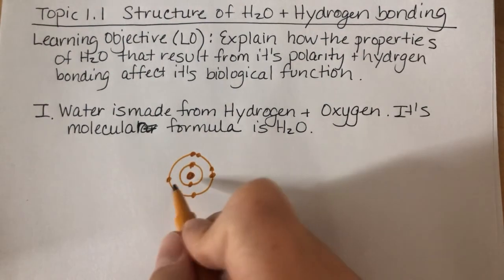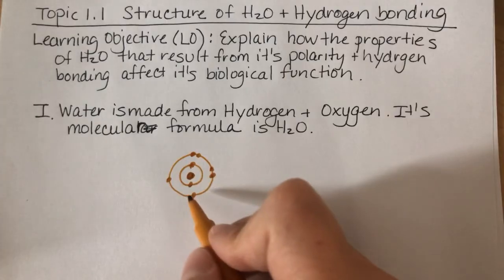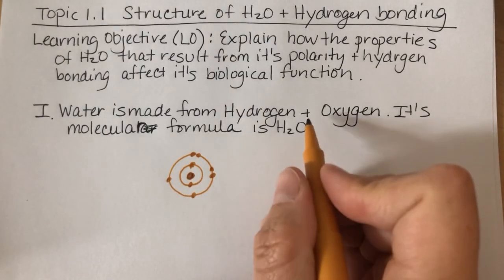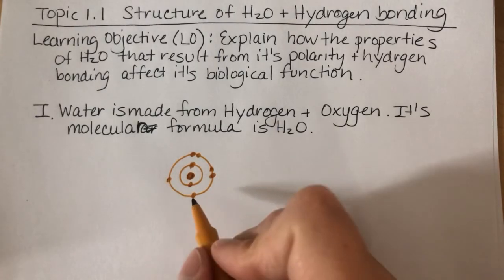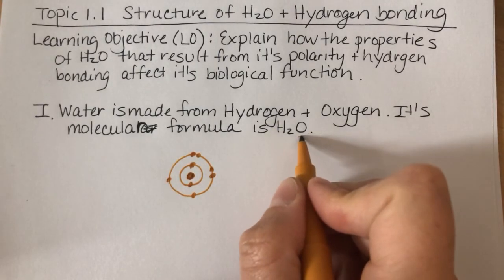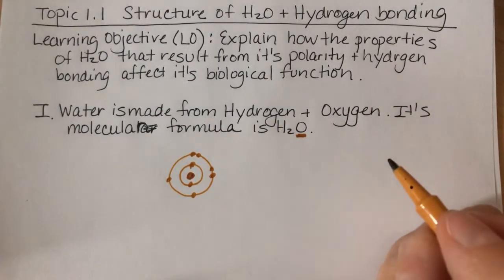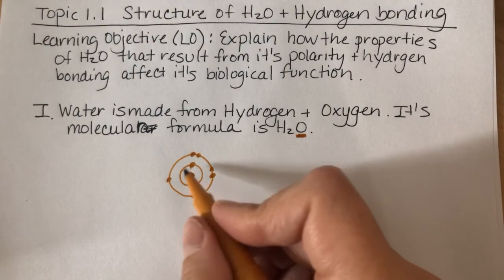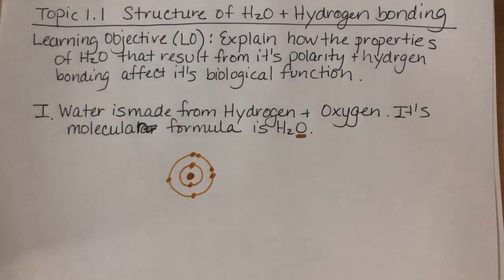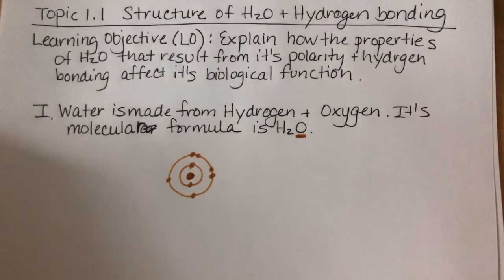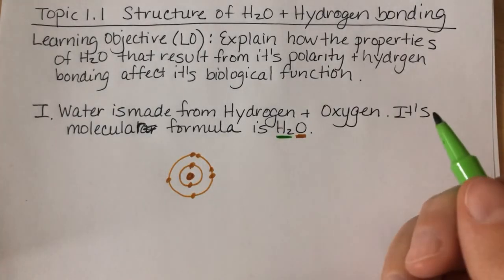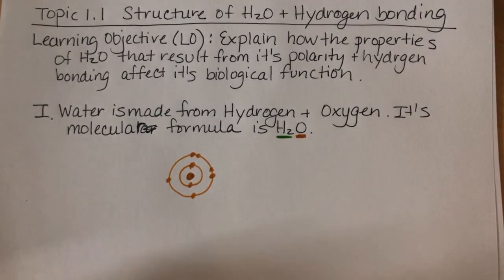Remember the octet rule. The oxygen needs 2 more electrons to have its outer energy level filled. So oxygen bonds with 2 other elements. I'm going to underline the O in H2O to show that this is my oxygen atom. And then my hydrogen, let's do hydrogen in green. My hydrogen, if we look at the periodic table, only has 1 electron spinning.